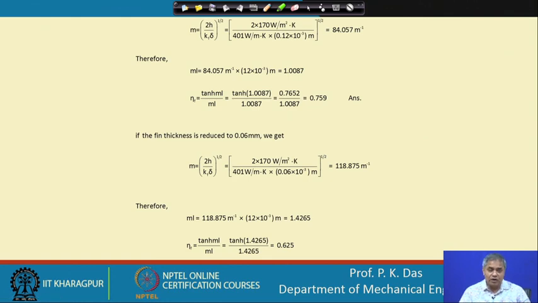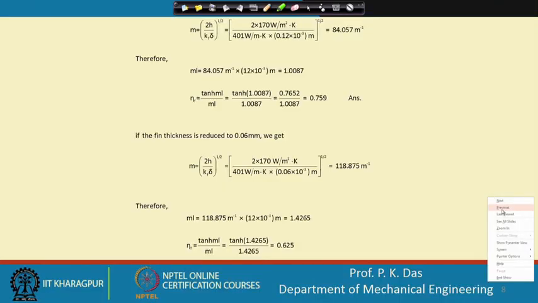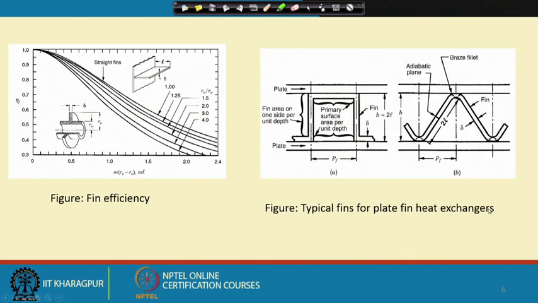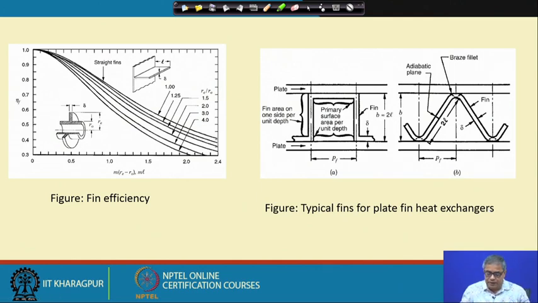Now, what is the point of having that curve? We can go to that curve, which I have shown in some previous slide. Let us say we do not want to calculate the efficiency for the straight fin, we want to get it from the curve. We have the ml value, and from the ml value we can get the efficiency directly. That is one way of doing it.